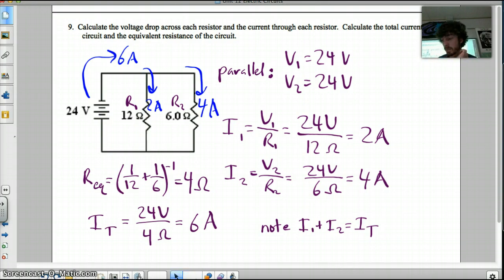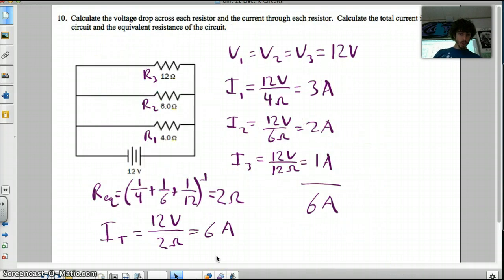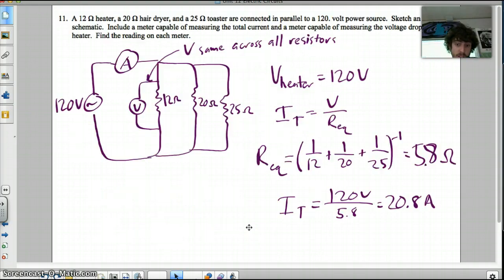Alright, try number 10. Another problem, same story, another resistor. Go ahead, pause the video, work on that one. Hopefully here's what you found. Again, notice the individual currents add up to 6 like we expect. And I want to show you the last one. So number 11 has to do with some other things, but this is what it looks like.